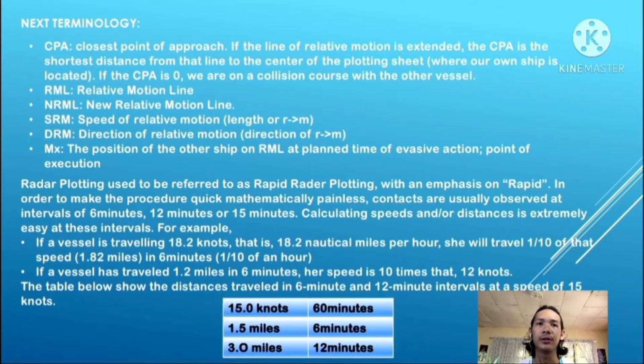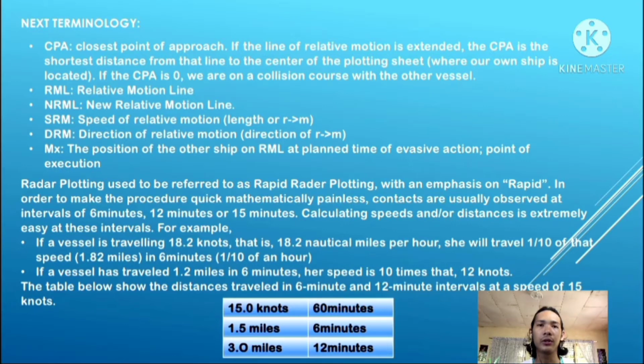Next, terminology. These terms are used in radar plotting. CPA stands for closest point of approach. If the line of relative motion is extended, the CPA is the shortest distance from that line to the center of the plotting sheet, where our own ship is located. If the CPA is 0, we are on a collision course with the other vessel.